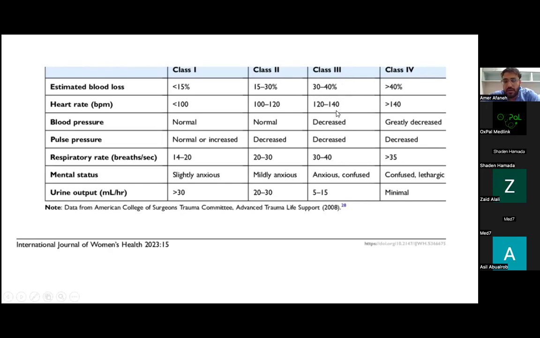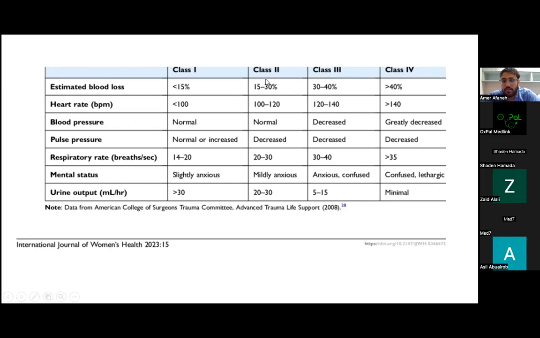That's very significant. These patients are tachycardic, they have hypotension, they're tachypneic. You have to recognize these patients immediately because this is where you have to act very quickly. Class 4 hemorrhagic shock, now you've lost over 40% of your blood volume. You have a crashing patient. This patient's crashing at this point.